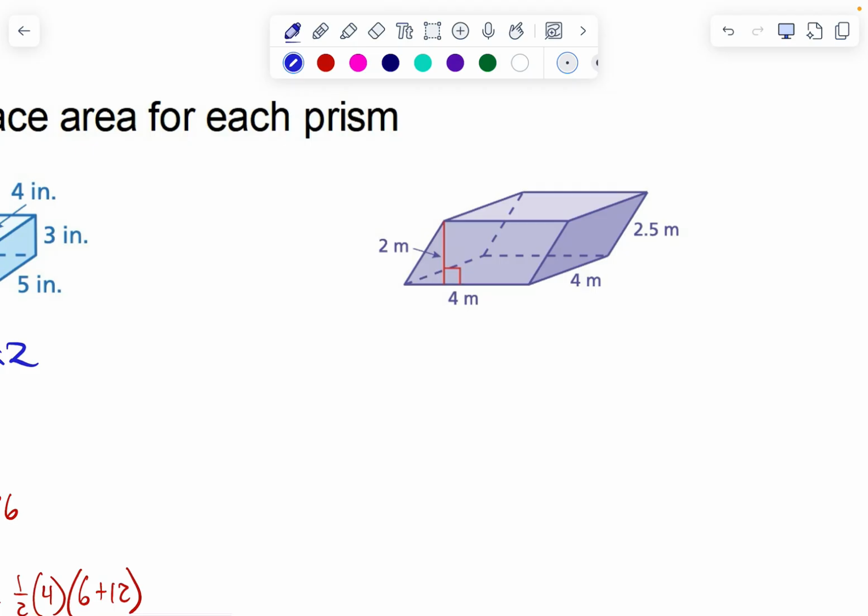Zeke, can you take your hat off? Let's get to work on this.